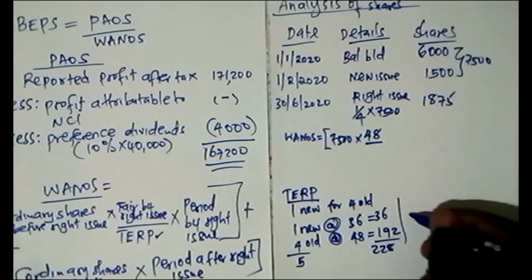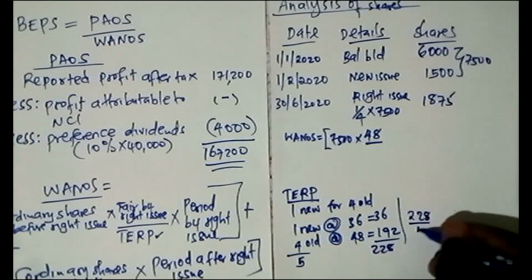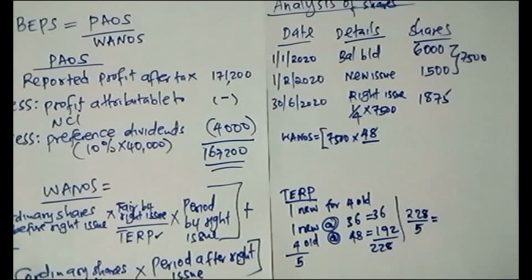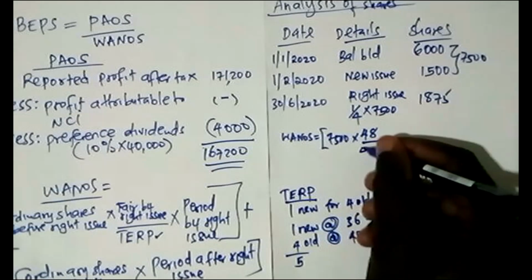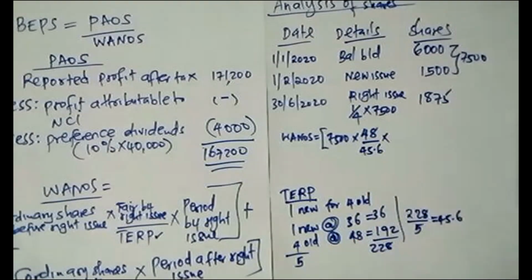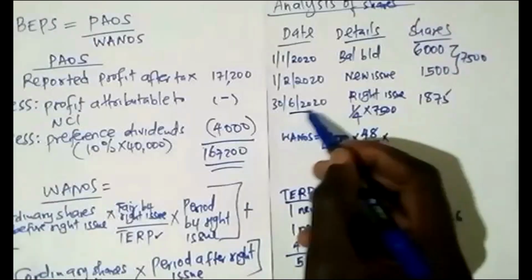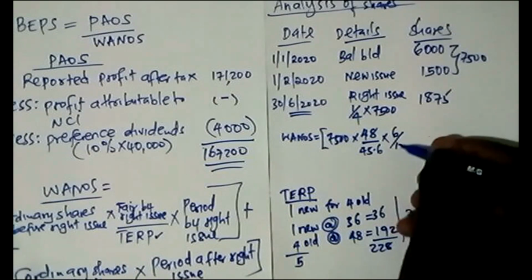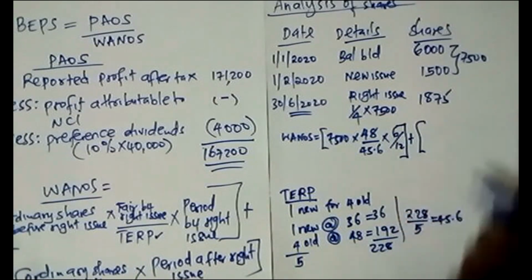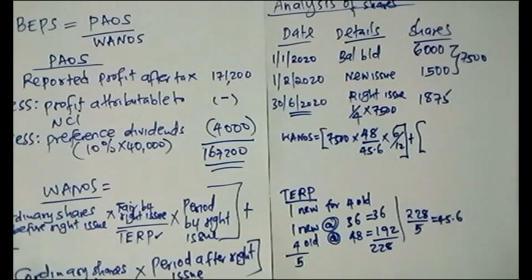So we divide the two. 228 divided by 5 is 45.6. Then multiply with the period before right issue. The right issue occurred on 30th June, which means the period before is from January to 30th June. That is 6 months, so 6/12. Then we add ordinary shares after right issue.